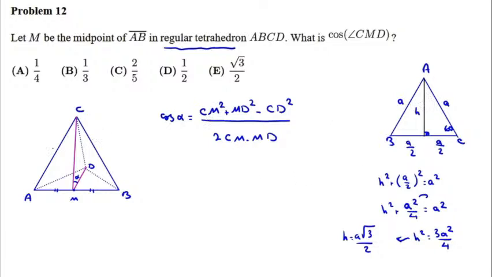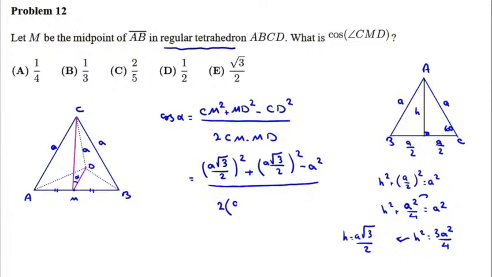Now, I consider the length here is a. So, CM is the altitude in face ACB. So, CM is a root 3 over 2, squared. MD is the altitude in ADB. So it will be a root 3 over 2, squared. CD is a, so minus a squared, all over 2 times a root 3 over 2 times a root 3 over 2.